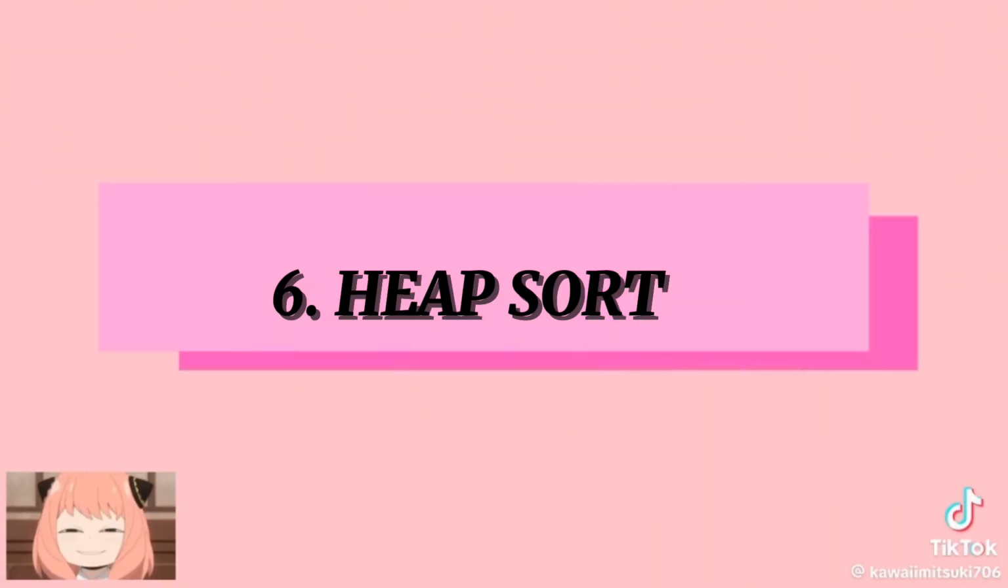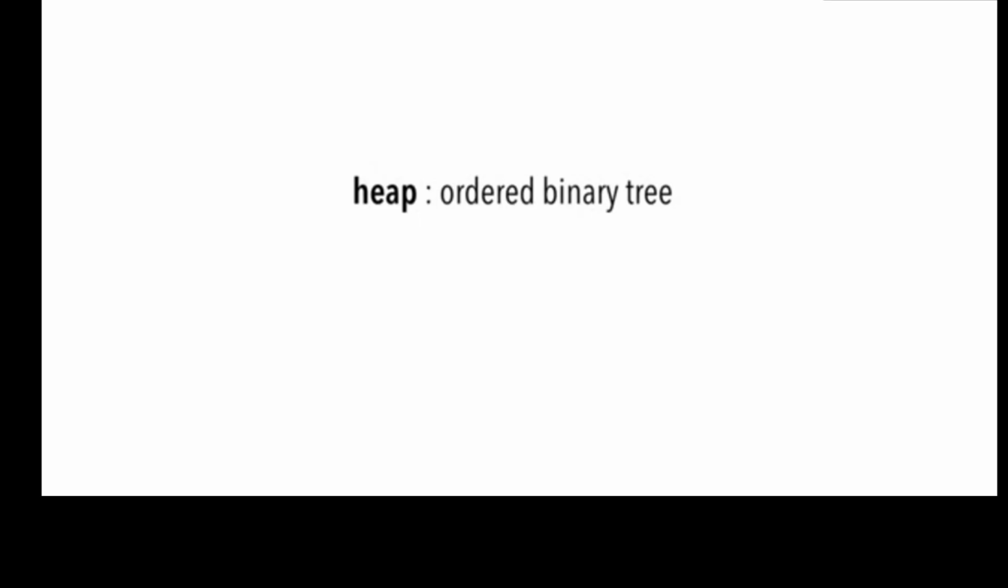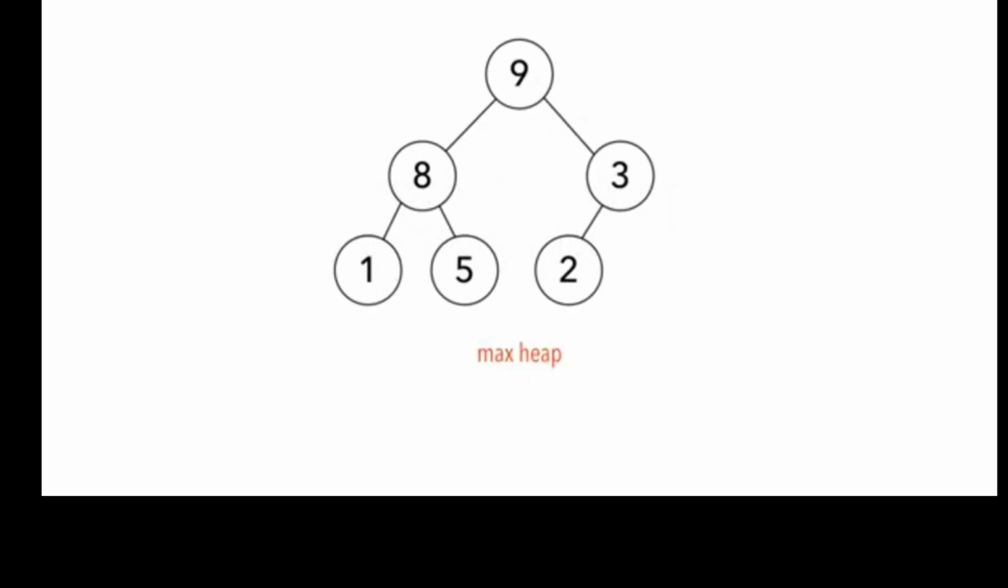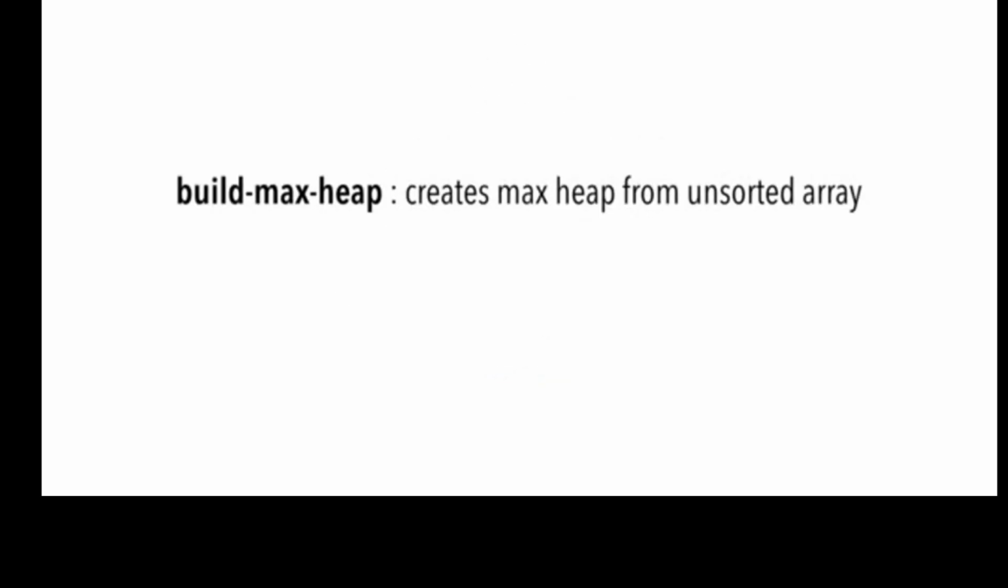6. Heap sort. Let's start with some terminology. A heap is simply an ordered binary tree. A max heap has a restriction that the value of the parent nodes are greater than the value of the child nodes. Here's an example of a max heap. We'll make use of a few functions when running heap sort. First, we have build max heap. This creates a max heap from an unsorted array.